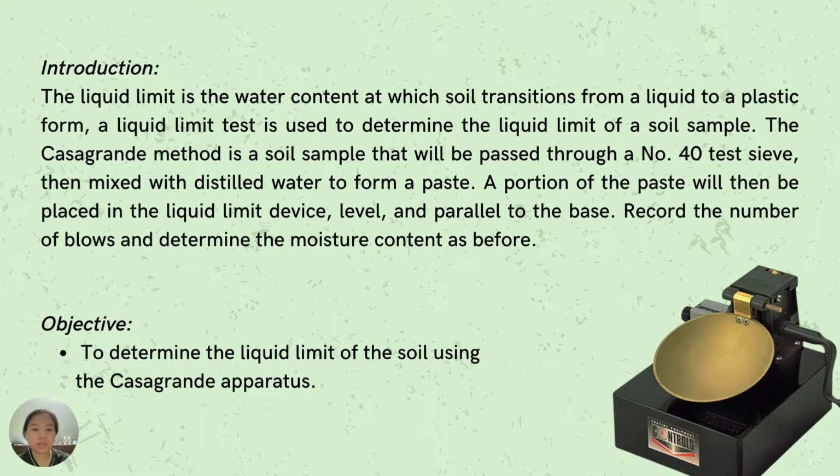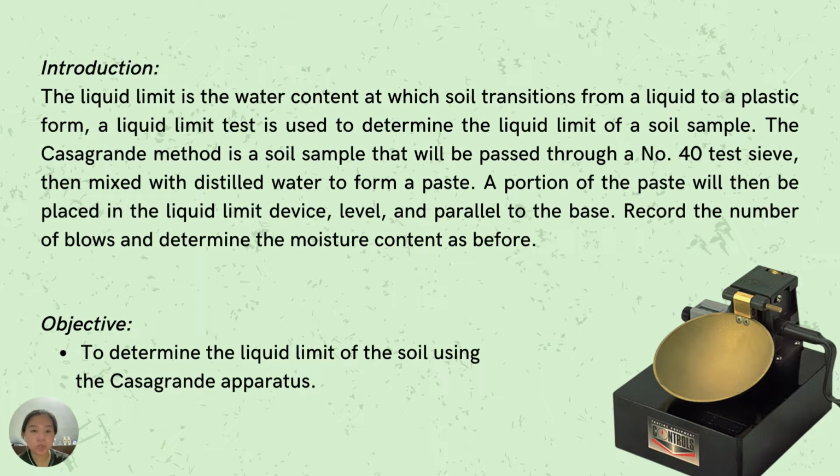The liquid limit is the water content at which soil transitions from a liquid to a plastic form. A liquid limit test is used to determine the liquid limit of a soil sample. In the Casagrande method, a soil sample is passed through a number 40 test sieve, then mixed with distilled water to form a paste.